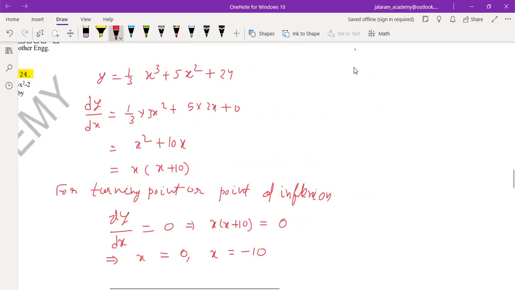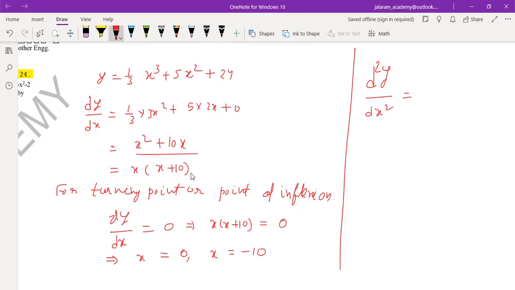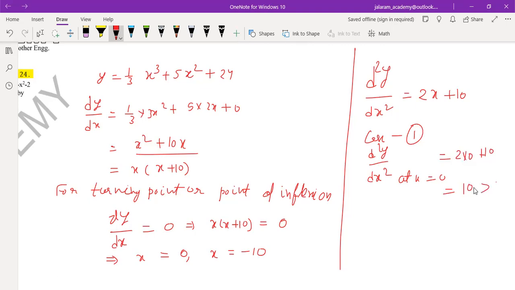Now using the second derivative test, first we will find d2y by dx square. What will be the differentiation of x square plus 10x? It is 2x plus 10. Now we will find d2y by dx square at these 2 points. The first point is x equals 0. So it is giving 2 into 0 plus 10, that is plus 10, which is positive.